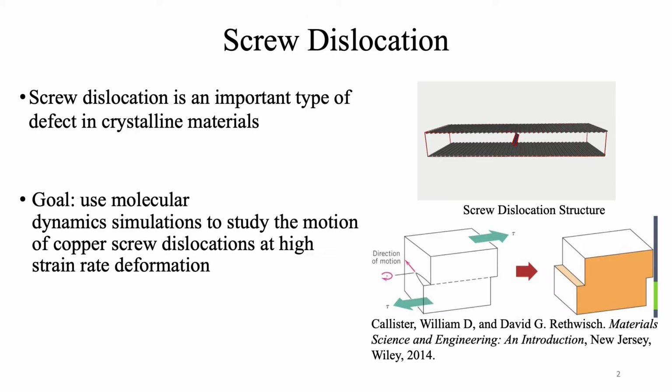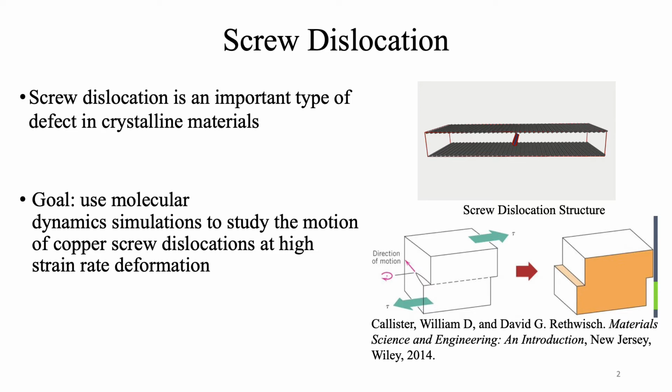Screw dislocation is an important type of defect in crystalline materials. The screw dislocation structure figure on the right shows the top and bottom loading layers, and at the center is the screw dislocation. The application of shear stress on the top and bottom loading layers in opposite directions causes the screw dislocation motion. Studying screw dislocation is important because its mobility has a strong influence on material properties.